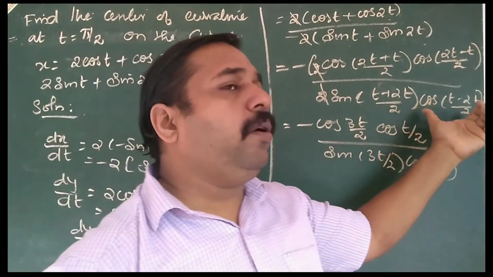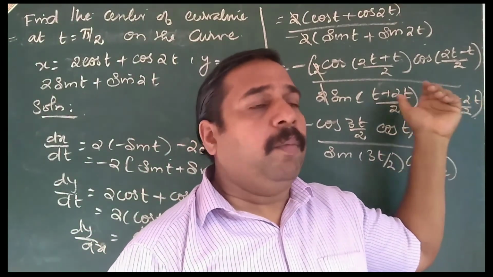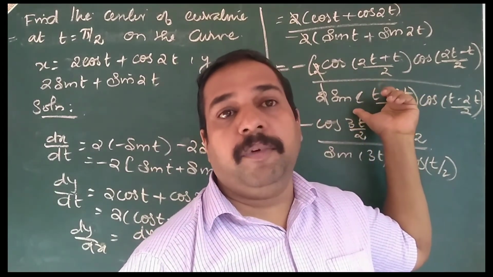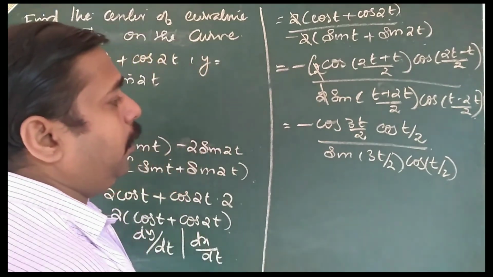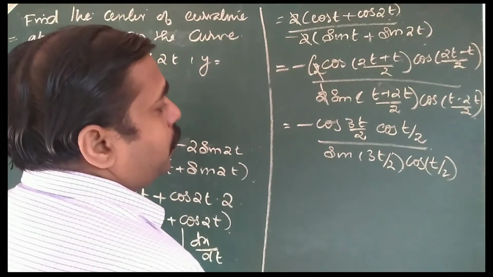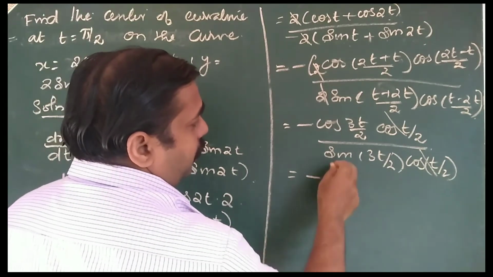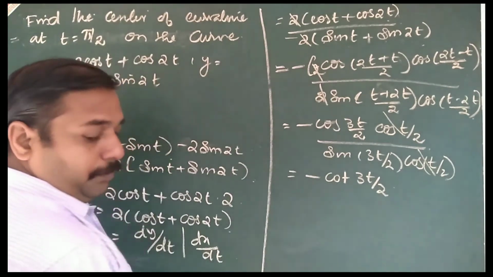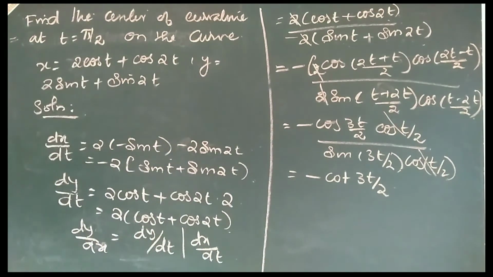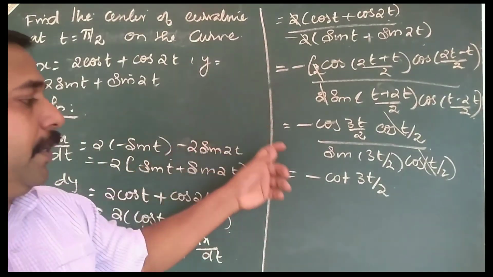If the cos angle contains a negative, we don't need to put a negative. But if the sine angle contains a negative, we have to put a minus outside the angle. So that is equal to minus sin theta. So this is cos t/2, that is minus cot 3t/2. So this is what? dy/dx.